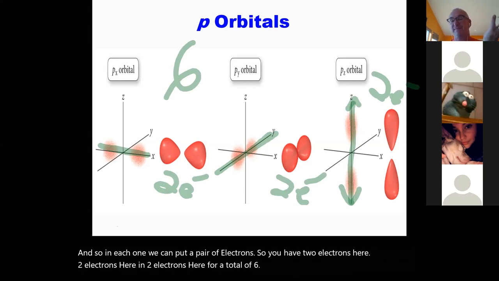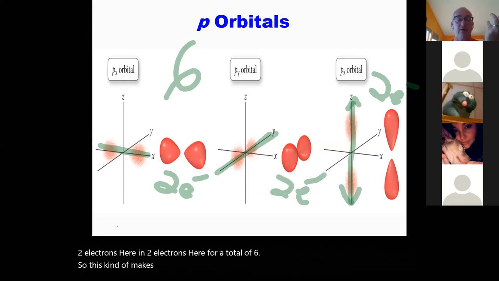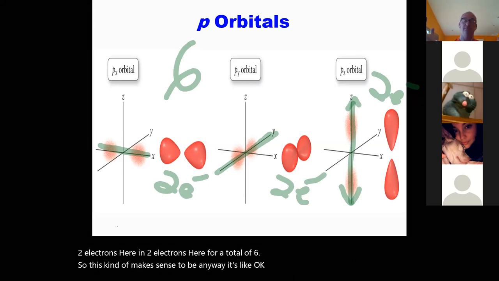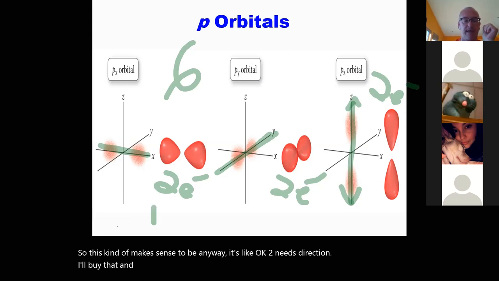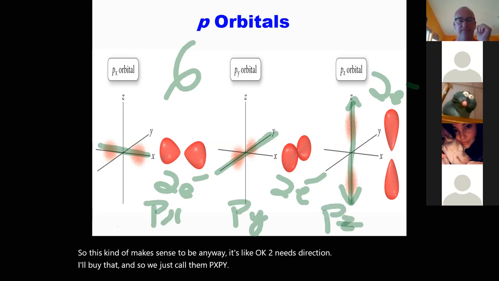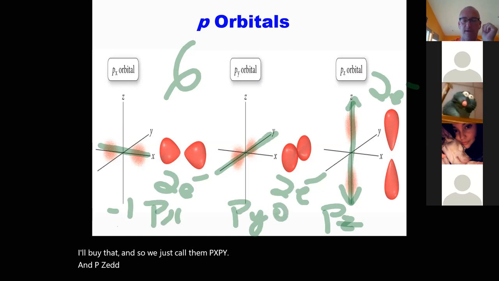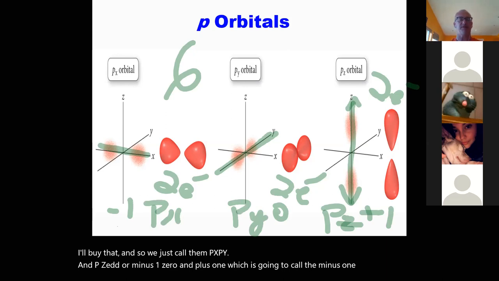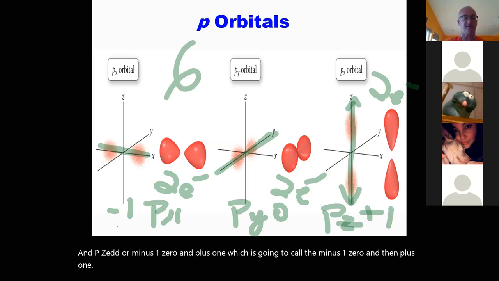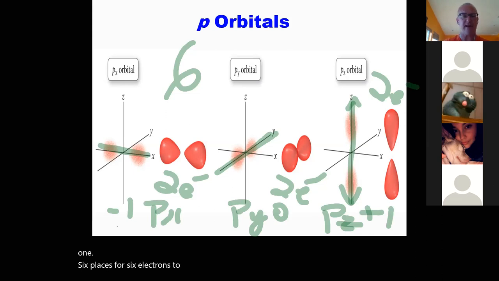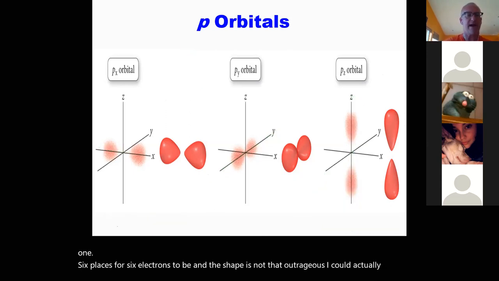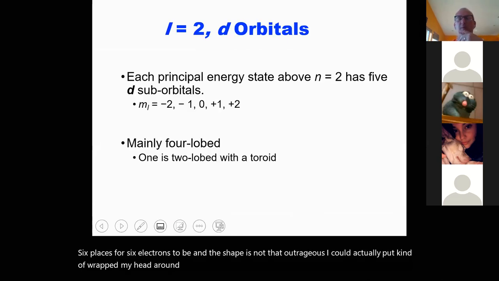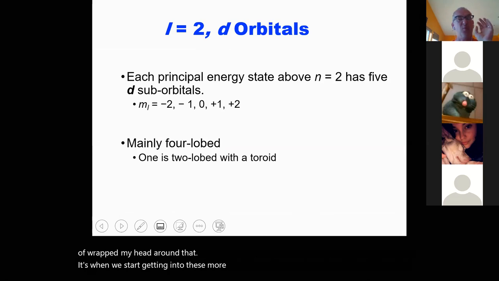So this kind of makes sense to me anyway. It's like, oh, okay, two in each direction. All right. Well, I'll buy that. And so we just call them PX, PY, and PZ, or minus one, zero, and plus one. So places for six electrons to be. And the shape is not that outrageous. I could actually kind of wrap my head around that. It's when we start getting into these more advanced orbitals that they start getting weird.